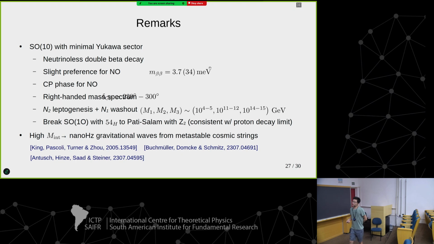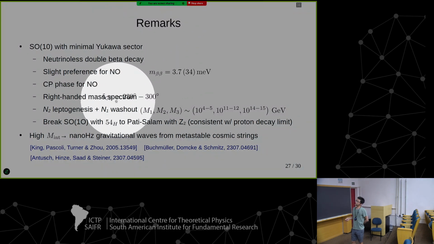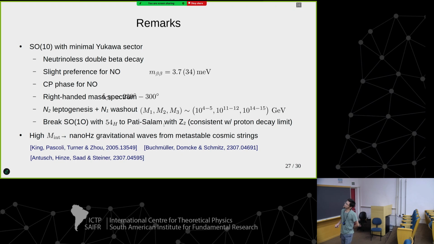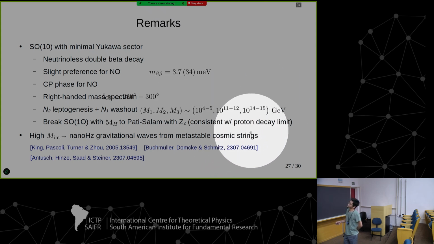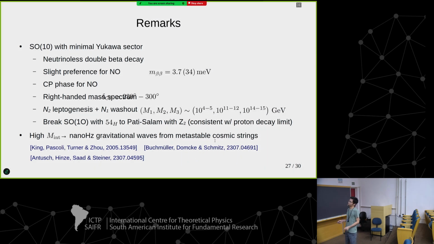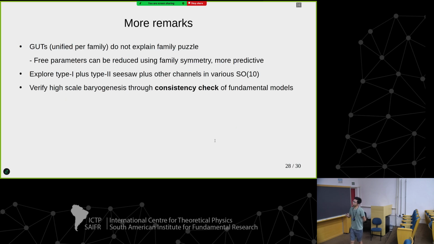So this is just the last slide, my remarks. In this particular SO(10) that we study, these are the conclusions. I don't know why this is a bit shifted. Okay, these are just some conclusions. Probably I'll leave it at that. And the last part is that there are a few more works that study the gravitational wave from cosmic string. And this is actually my last slide.